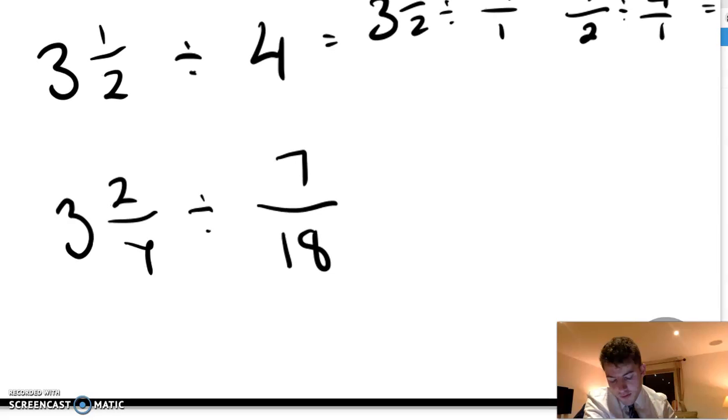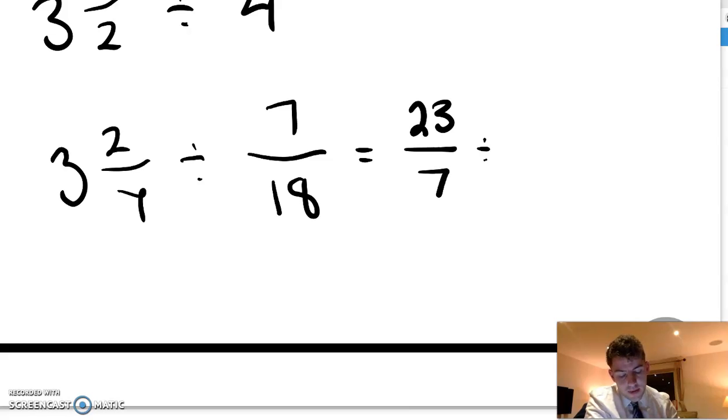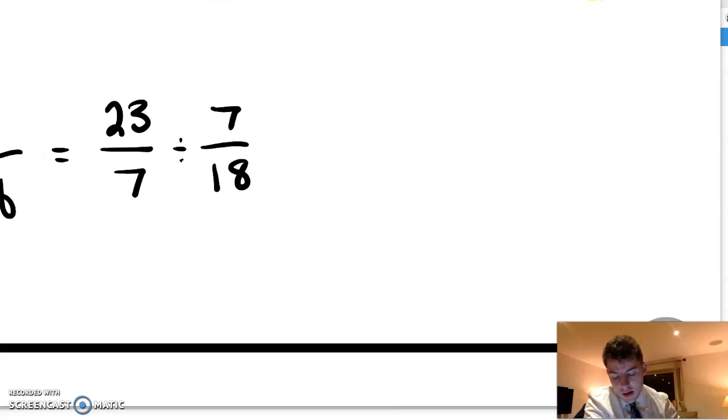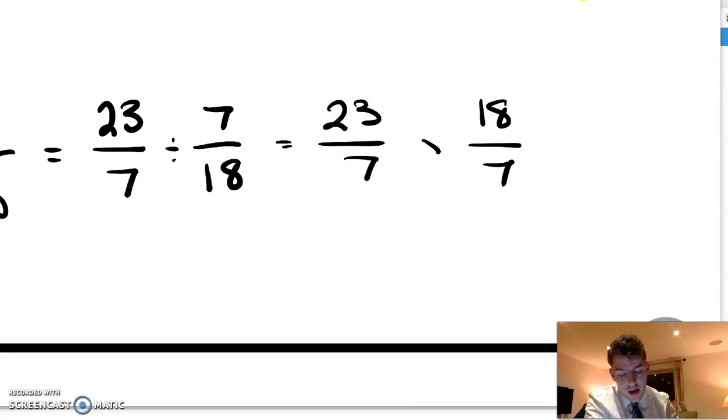Again, last one, 3 2/7 divided by 7/18. Convert the 3 2/7 to an improper fraction, so you're going to get 23/7 divided by 7/18. So it's division, so we're going to keep the original one, flip the second fraction, and change the symbol.